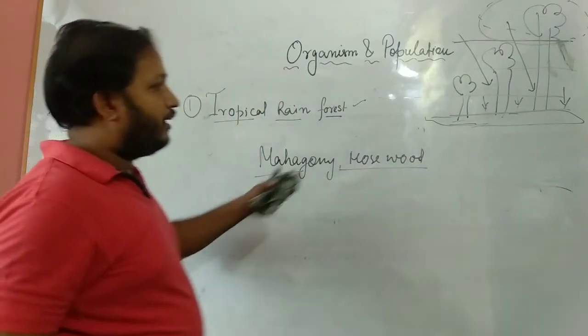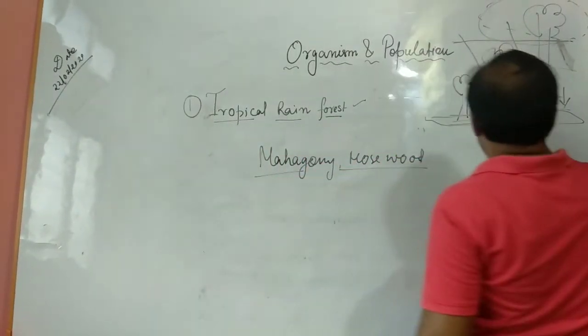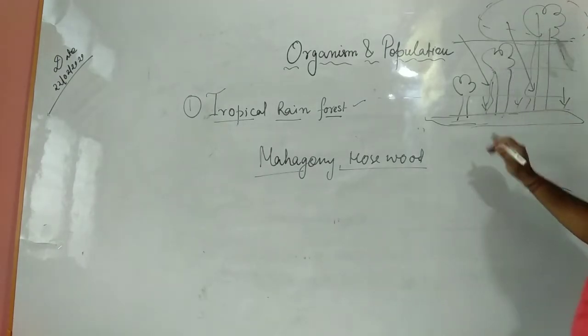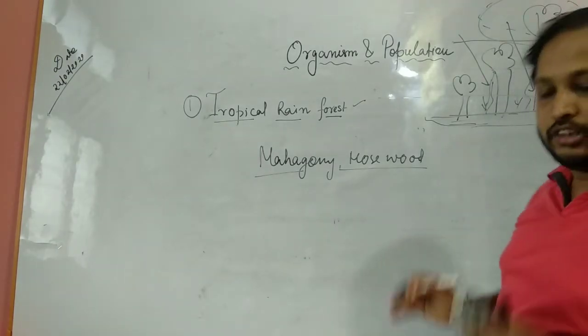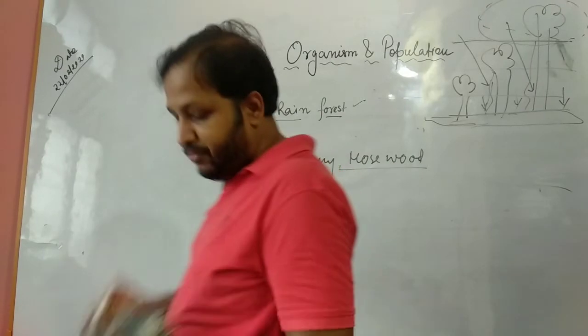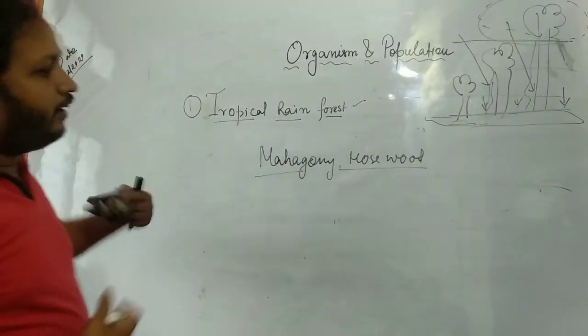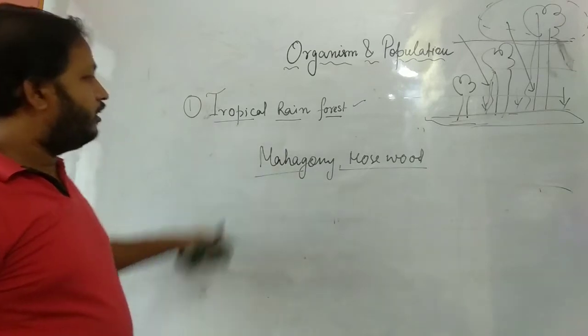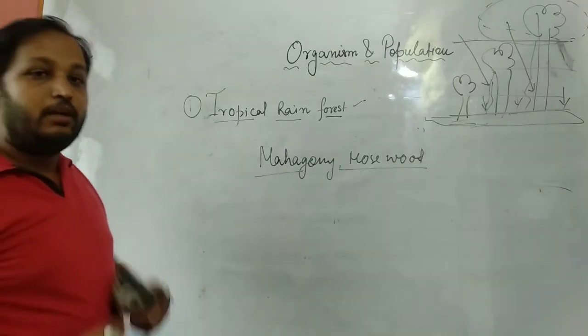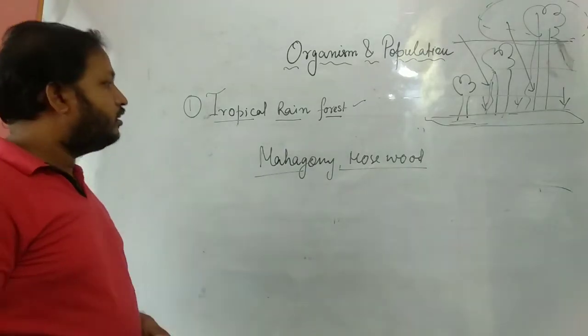Okay. And one more thing, the climbers. Climbers and epiphytes grow profusely in this kind of forest. So these are some characteristics that I have discussed from this tropical rainforest. Not all characteristics I have discussed, only some important points.